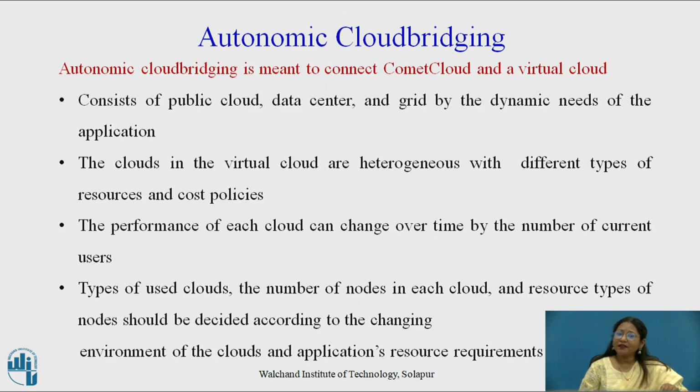The clouds in the virtual cloud are heterogeneous, with different types of resources and cost policies. The performance of each cloud can change over time with the number of current users. The types of clouds used, the number of nodes in each cloud and the resource type of the nodes should be decided according to the changing environment of the clouds and the application's resource requirements.